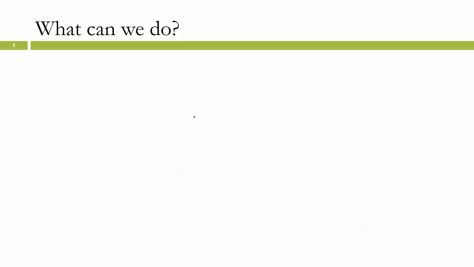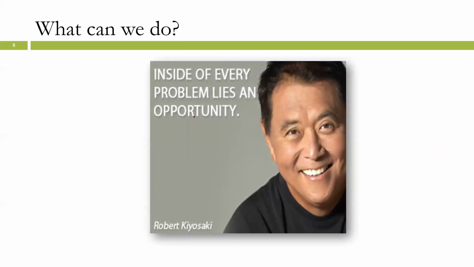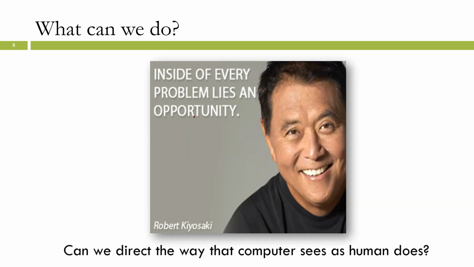And whenever we have a problem, we have an opportunity. This is my favorite quote from Robert Kiyosaki: inside any problem, we have opportunity. So what can we do in this case? If we want to make computer vision as smart as our human vision, can we direct the way that the computer sees to match the way that we humans do?